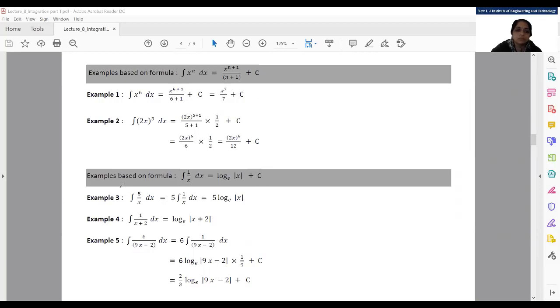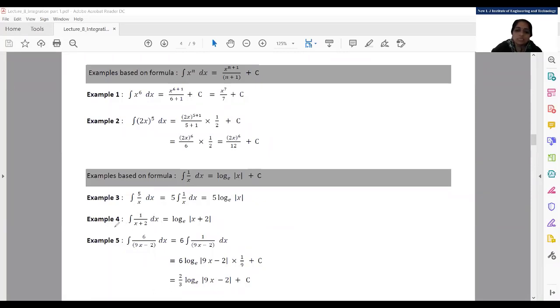Now, an example based on the formula 1 by x. So the integration of 1 by x is log x. Okay, so the integration of 5 by x. If we keep this 5 out of the integral, then it is 5 times the integration of 1 by x, and the integration of 1 by x is log x.